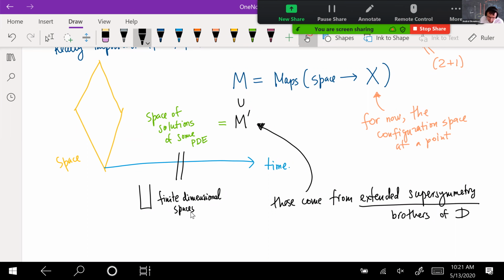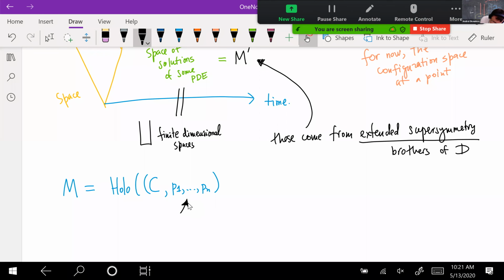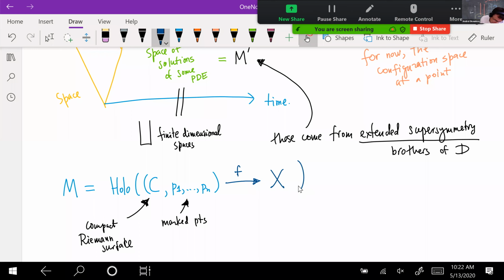So in particular, the case we want here is that when M, I'll just replace M by M prime, M is the space of holomorphic maps from a Riemann surface, and it might have some marked points p1, pn, whatever. We're not going to allow boundaries for now. Boundaries are hard in this case. So this is marked points, and this is a compact Riemann surface, with a holomorphic map F to X, this is a complex map.